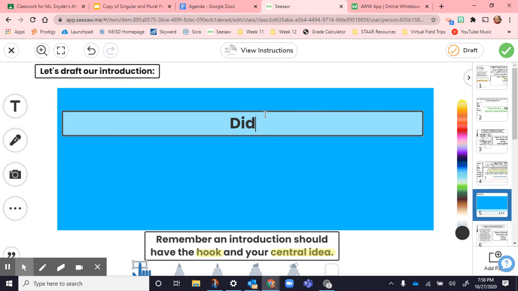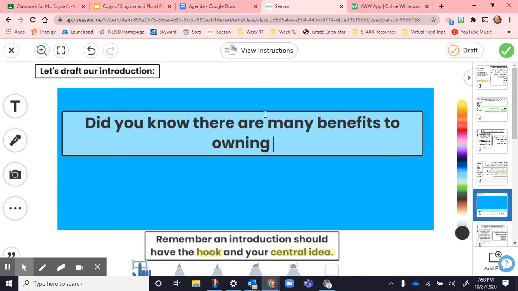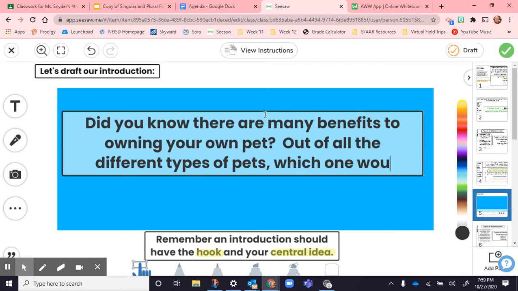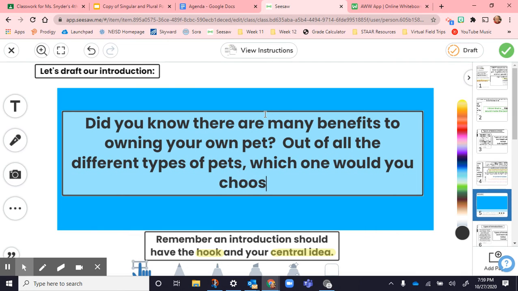So I put my questions. Did you know there are many benefits to owning your own pet? Question mark. I'm asking a question. Out of all the different types of pets, comma, which one would you choose? Question mark. I think so. There, I just did my hook. I connected my reader to my story.